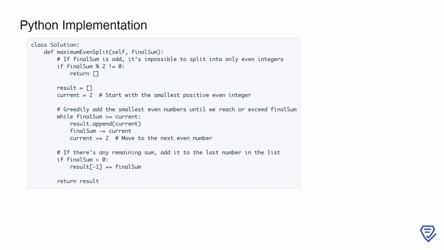4. Adjust for remaining sum. If final sum is not 0 after the loop, it means we need to adjust the last added number in the result list to ensure the total sum equals the original final sum. This is done by adding the leftover final sum to the last number in the list. 5. Return result. The method returns the list of even integers that satisfy the conditions.